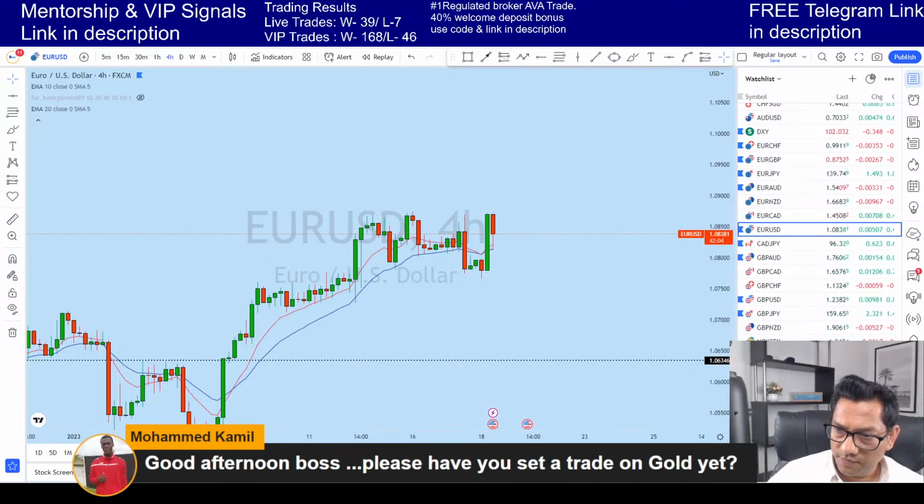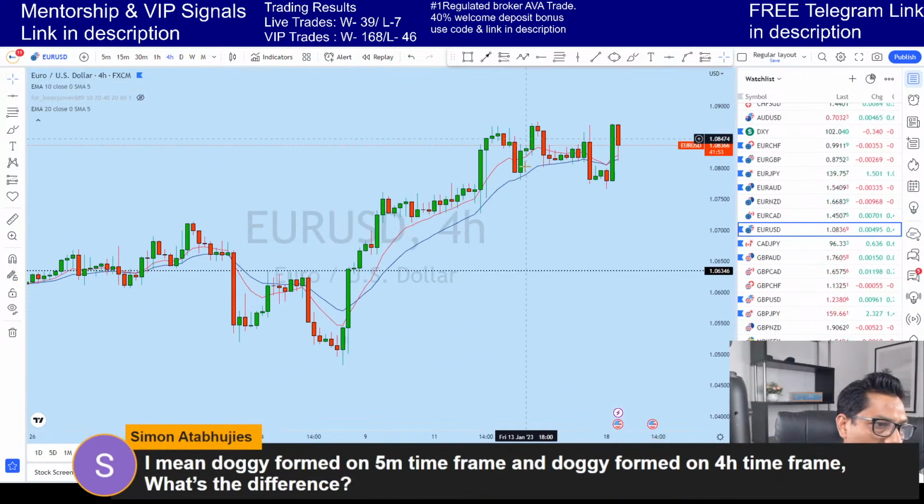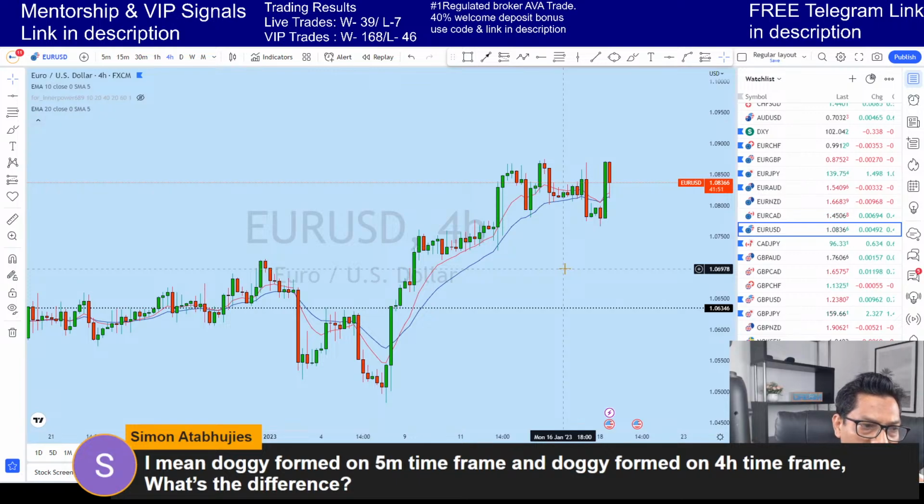Okay, Simon, the question is, a doji formed on the 5-minute time frame and a doji formed on the 4-hour time frame, what's the difference? So basically, the time frame is what matters, not the doji. When you see a doji formed on the 4-hour at a very important level, it will have more power than the doji on the 5 minutes.